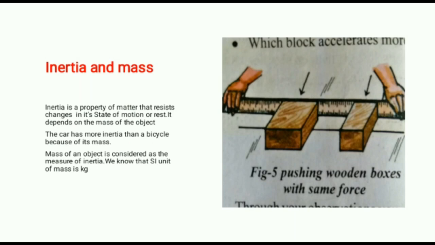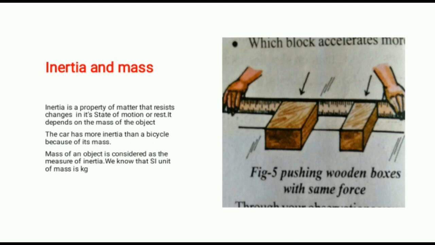Now we discuss the relation between inertia and mass. All of you see the picture. Here are two wooden blocks. If we apply the same force on these two wooden blocks, which will move easily? We observe that the small wooden block moves easily, the big wooden block does not move easily.